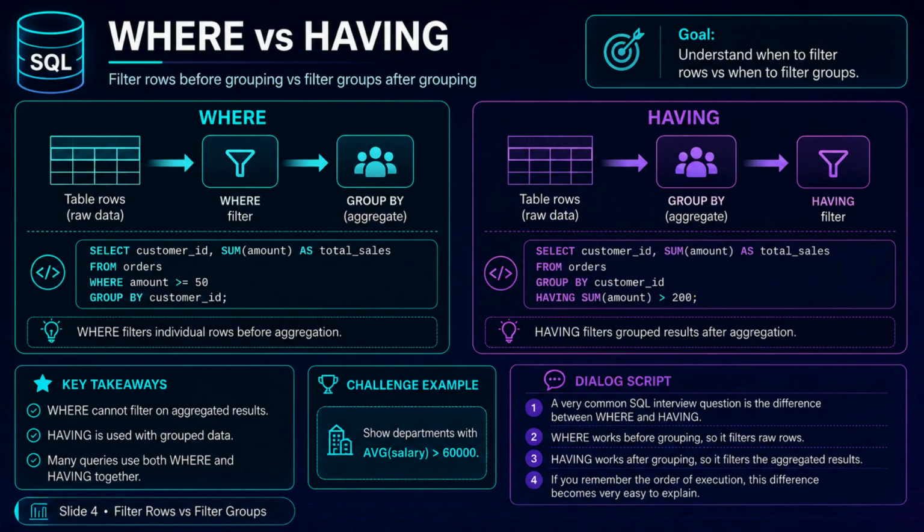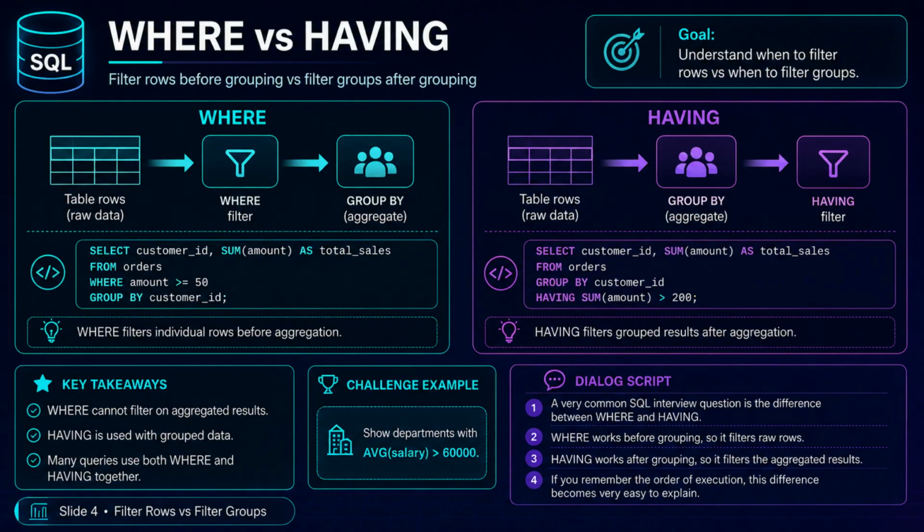Having works after grouping, so it filters the aggregated results. This means it is applied to the results of aggregate functions like sum, count, AVG, etc. For instance, if you want to find departments where the average salary is above a certain threshold, you would use having to filter those groups based on the calculated average.